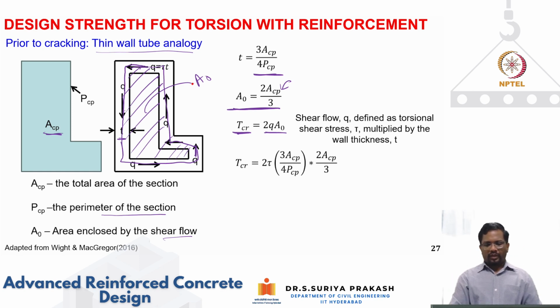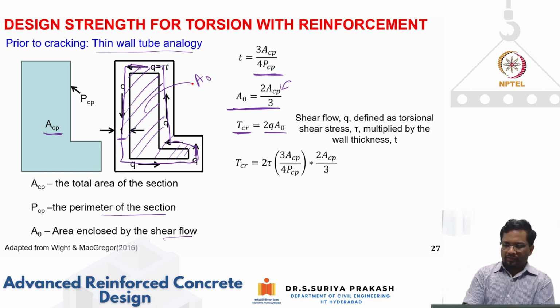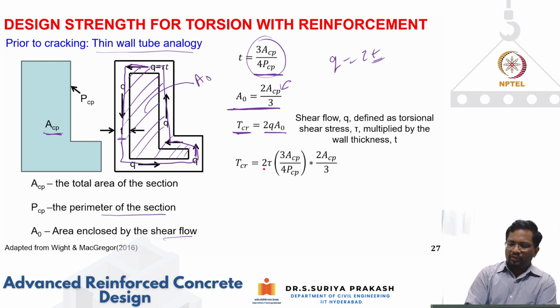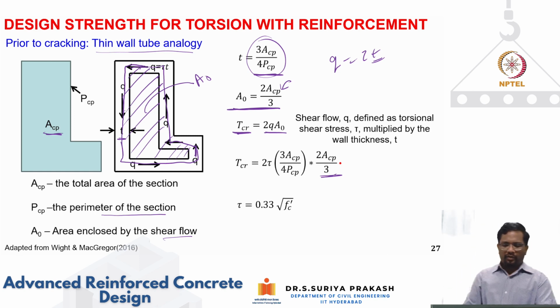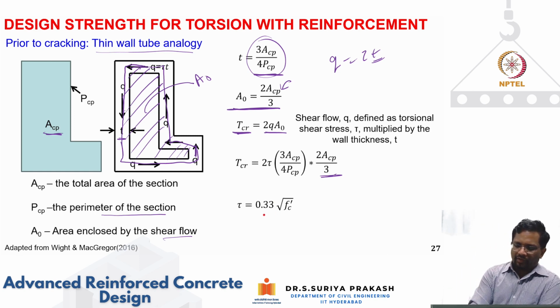Again, we know this. So what is Q? Q is nothing but tau into t. Now t is given by this, and if I substitute tau, it becomes 2 into tau into t, which is 3/4 of ACP by PCP multiplied by A naught, which is 2 into ACP by 3. In this way, and again, shear stress can always be related as a fraction of the square root of your compressive strength.